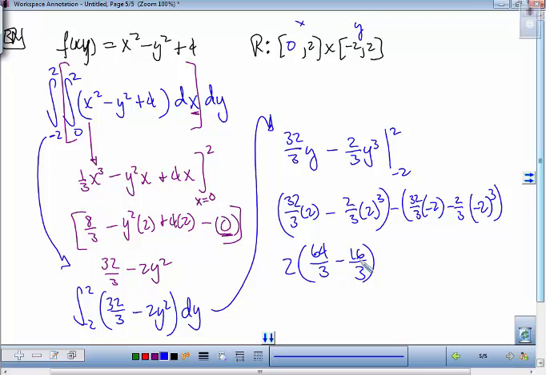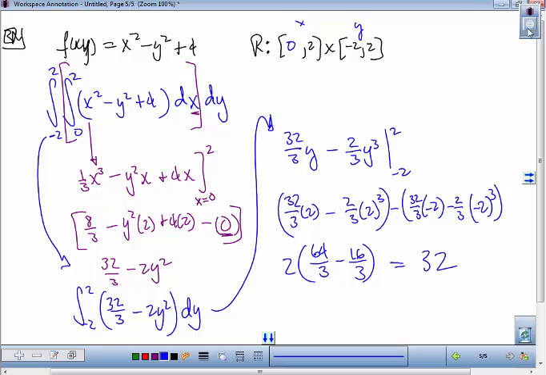48, 96/3, and that's divisible. 32. Whoa. 32. Okay. That's the last integral I'm going to do in this class.